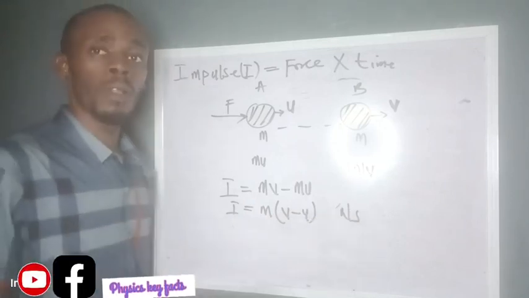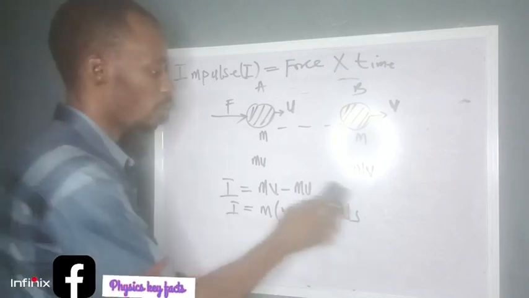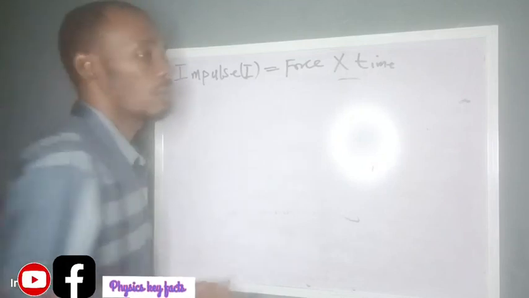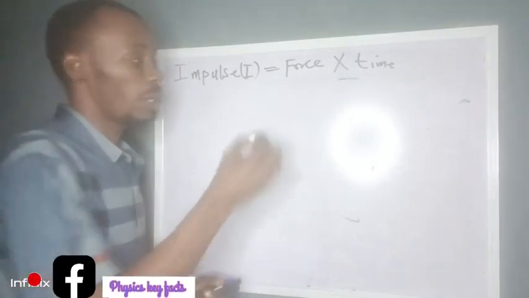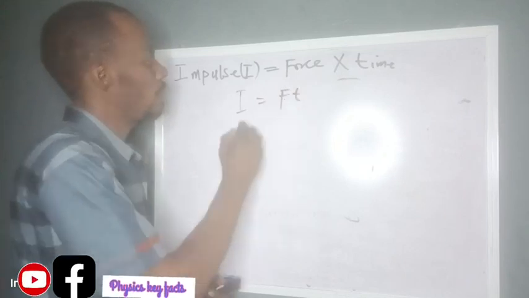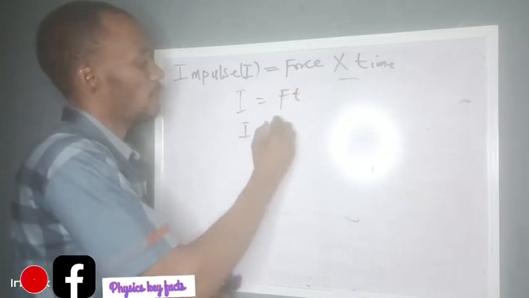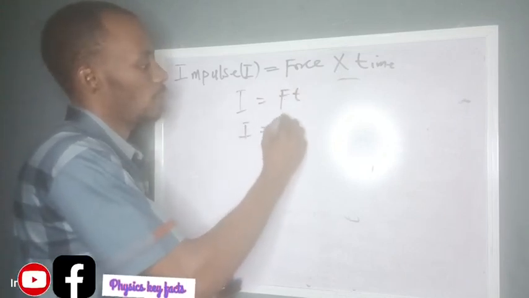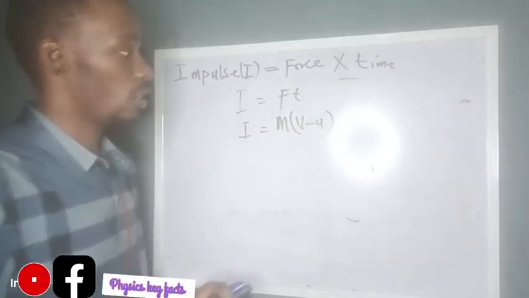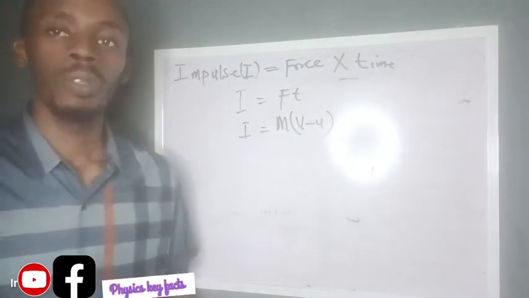So we have two major formulas for impulse. The first formula is I is equal to Ft. The second formula is equal to m(v minus u), which is the change in momentum.